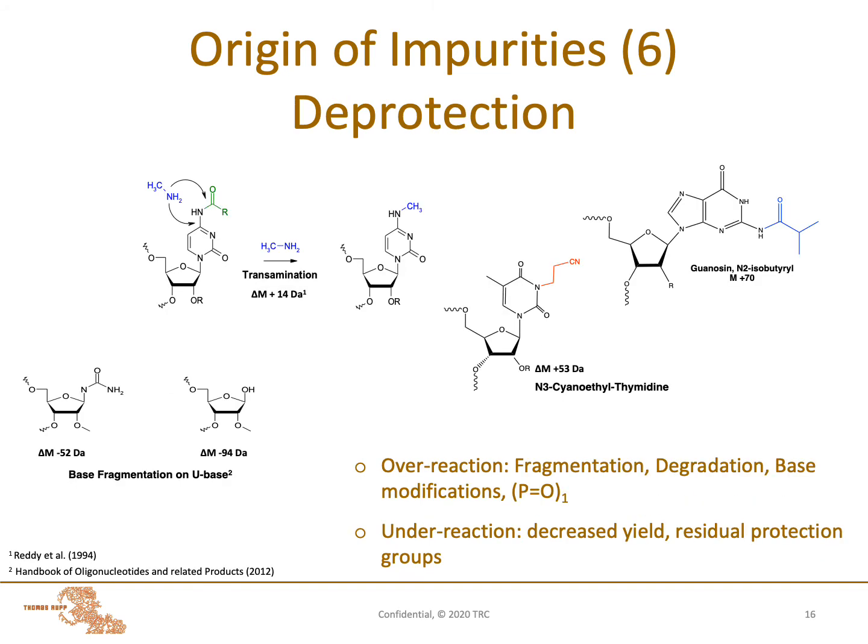These are the deprotection related impurities. As you can see, here is base fragmentation on the U base, ribo U base. You can see minus 52 and minus 94. Transamination reaction, the plus 14 impurity, cyanoethyl adduct, the plus 53 impurity, and the residual protection group at the guanosine.